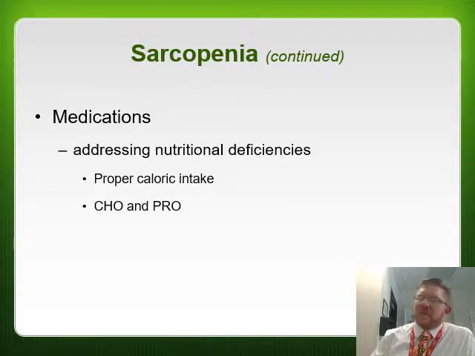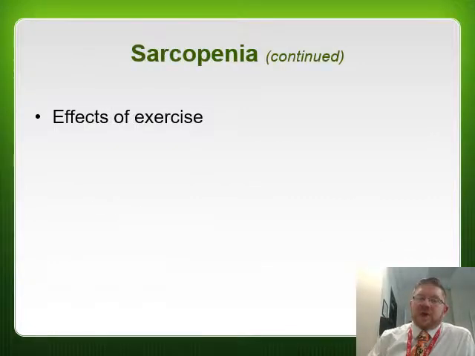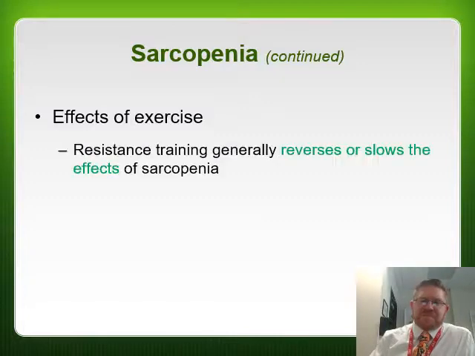Lots of meds here. First of all, make sure they've got all their vitamins and minerals. Look at their carbohydrates, proteins, make sure they get enough calories. A lot of people don't, and there's not as much appetite, and people don't pay attention to those macros. You might see people actually getting testosterone or other androgenic substances, HGH. These are things that can improve muscle mass increases.